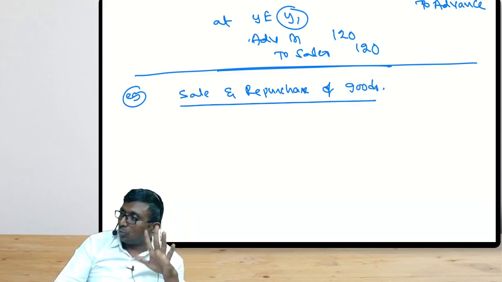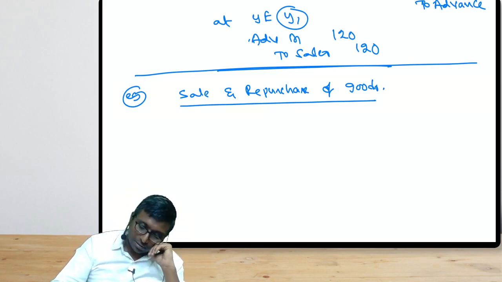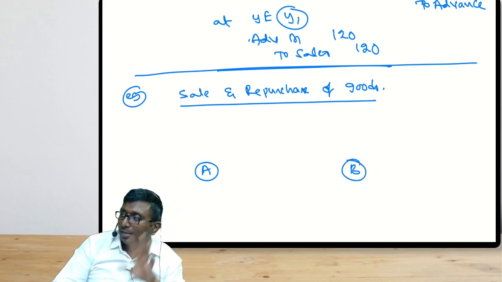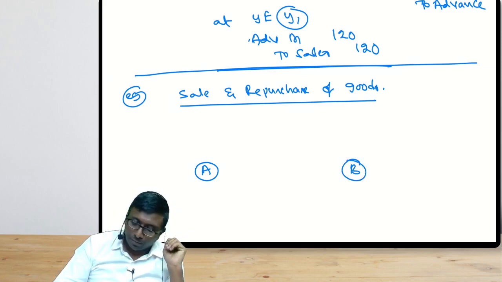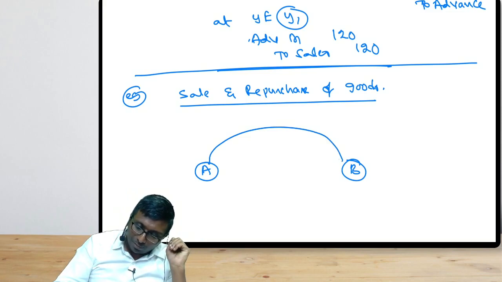Sale and repurchase of goods is the topic. Okay, nice. Here, what is the information, sir? There is a party A, there is a party B. Okay. Agreement they will enter. First agreement, what they will enter?